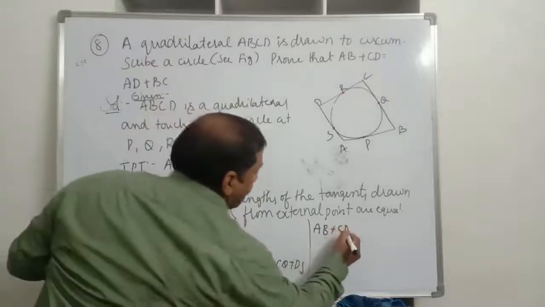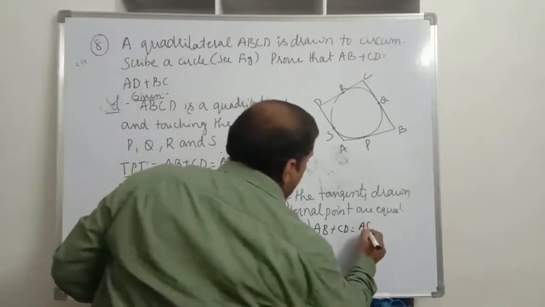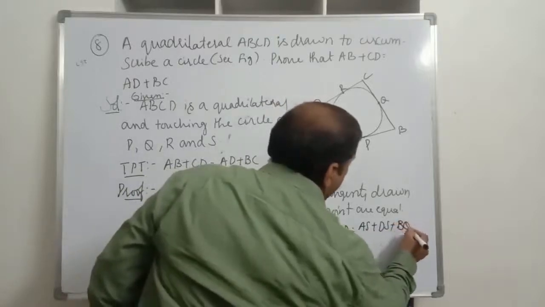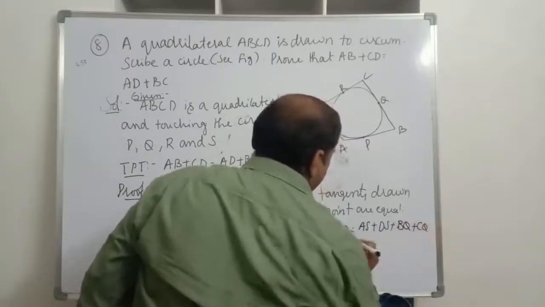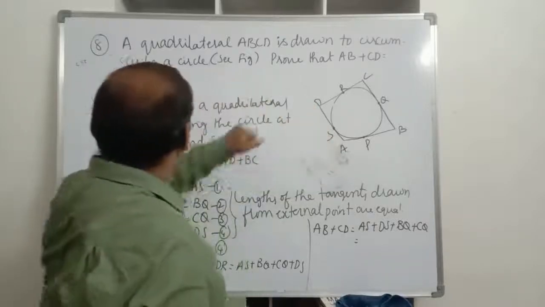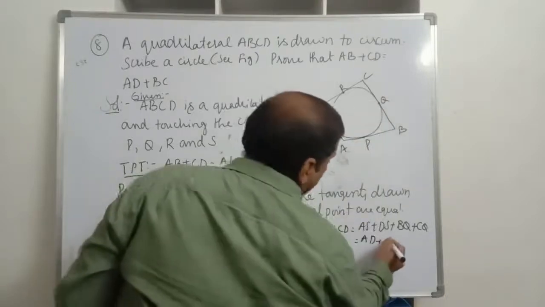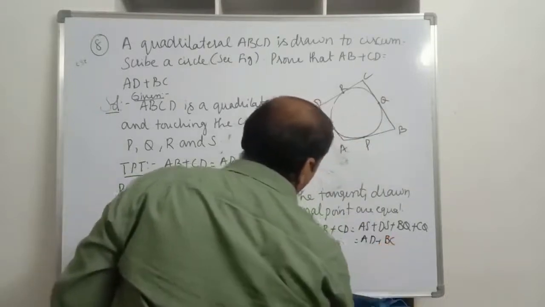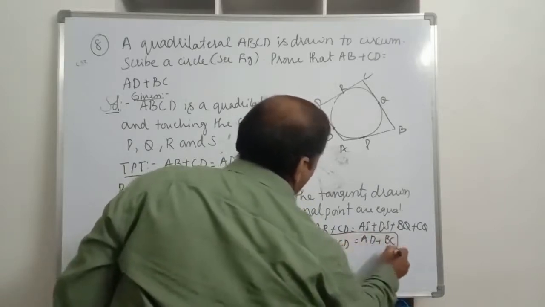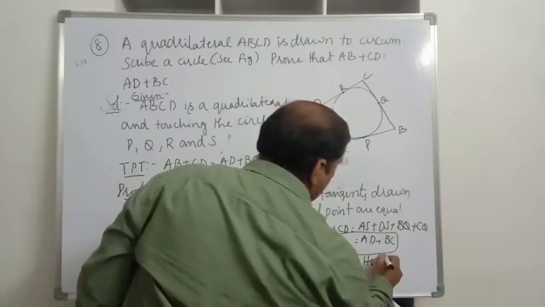CD, that is equal to, now AS and DS, rearrange them. AS plus DS plus BQ plus CQ. AS plus DS is equal to AD, and BQ plus CQ is equal to BC. Therefore, what we have here is AB plus CD is equal to AD plus BC. Hence it is proved.